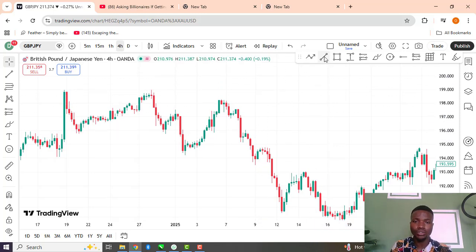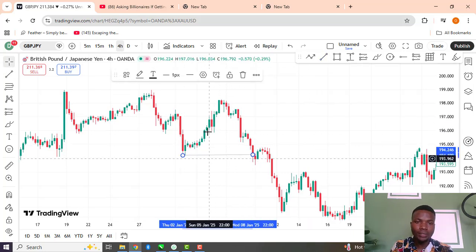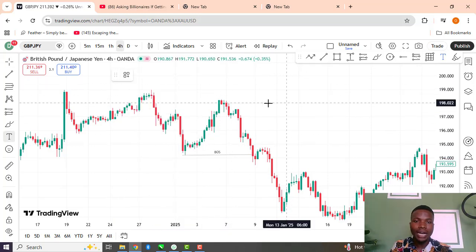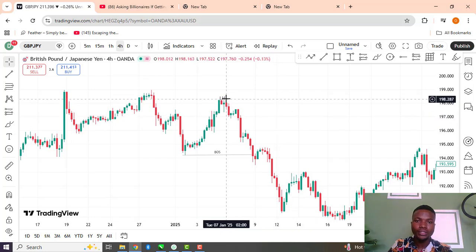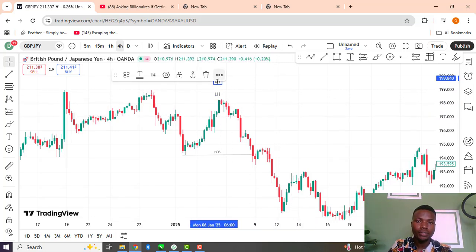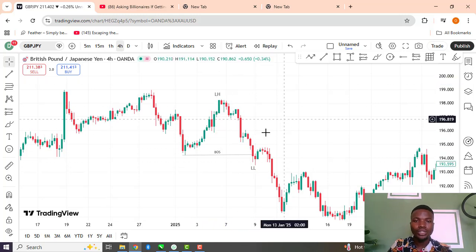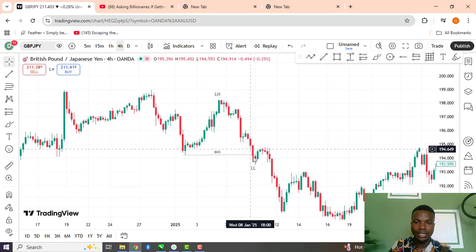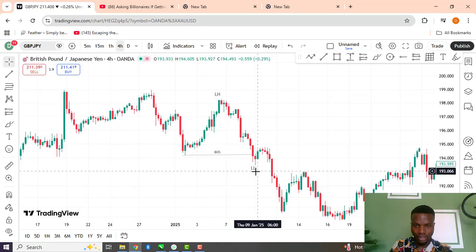Price will not forget structure, which simply means that when we see a break of structure to the downside like this, what it actually means is that we have higher highs, lower highs, then we have lower low. Exactly, we have lower low. So it means that this is lower highs and this is lower low.